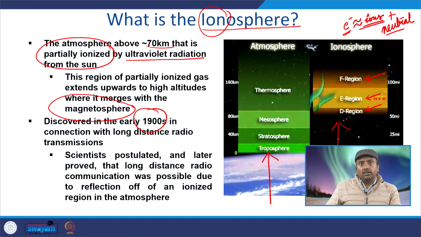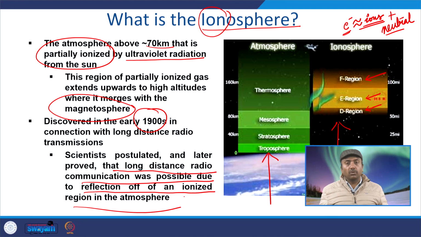realized that radio wave communication over such long distances was only possible if there was a mirror or a reflecting surface in the sky somewhere, so that the radio waves fall on that reflecting surface and are reflected towards the larger distances where the signal is received, right? So scientists then postulated, or rather proved, that long distance radio wave communication was only possible due to the reflection of an ionized region in the atmosphere.